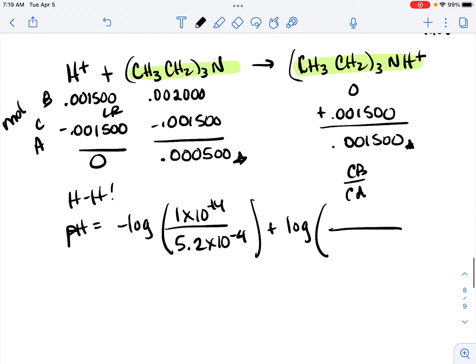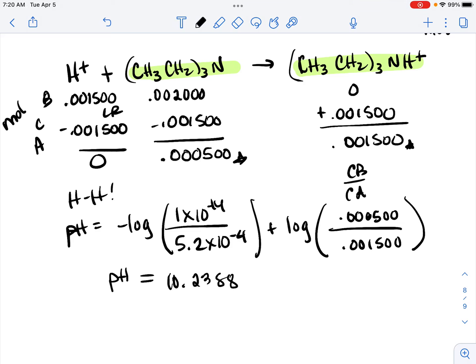So the base in here is the reactant side, which is 0.000500, and the acid, oops, sorry, I just put that in the wrong place. The base in here is on the top, 0.000500, and I can do this in moles because it's Henderson-Hasselbalch, so 0.001500 there. And once I solve that, pH equals 10.23888, more numbers. From my Kb, I have 2 sig figs, so that will be 10.24.